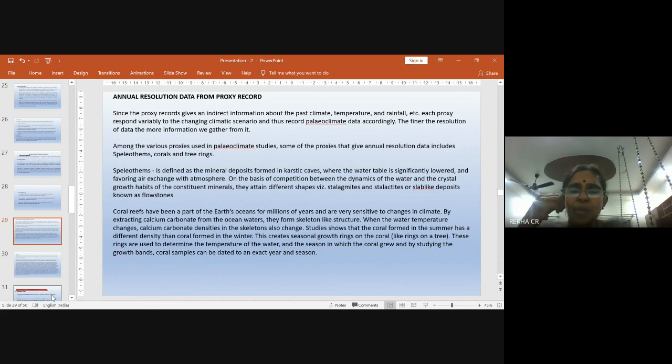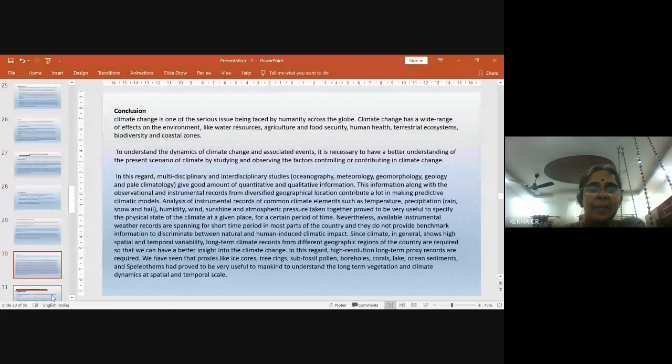You can see a number of rings on the coral, and these rings are used to determine the temperature of the water and the season in which the coral grew. By studying the growth bands, coral samples can be used to know the exact year and season.